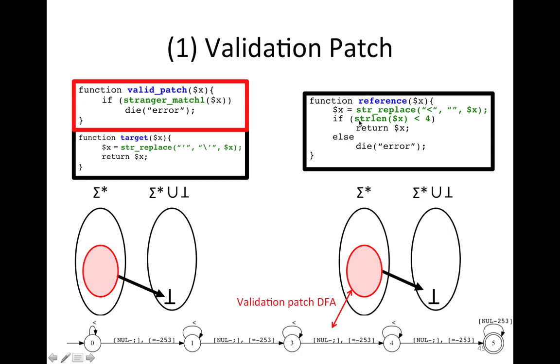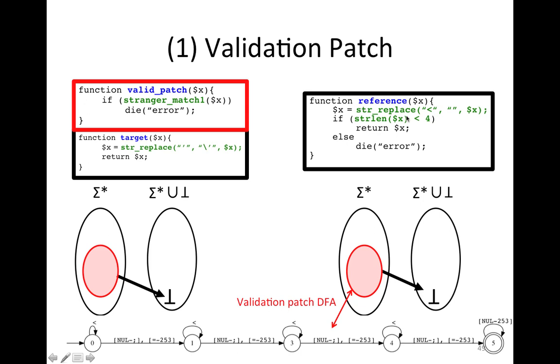We are going to compute the following. We say that if you are going to block all strings of length 4 or more after you do the sanitization operation, what should you block if you want to block before doing the sanitization operation? This is called computing the pre-image of the string replace.